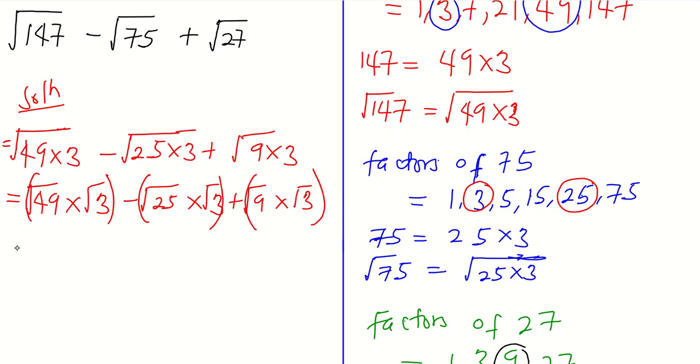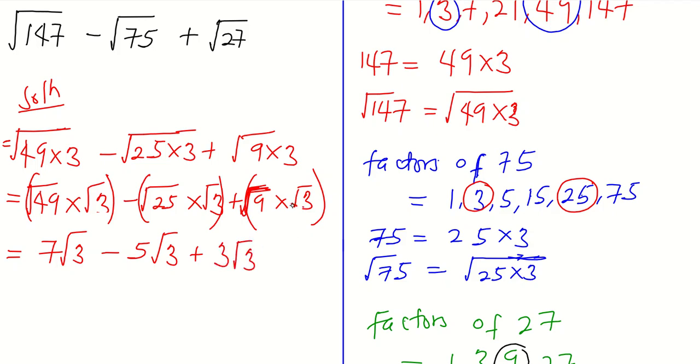Good. So with this, now we know that square root of 49 is 7. So we have 7, and 7 multiplied by square root of 3, you're going to have 7 square root of 3, minus square root of 25 is 5. So 5 square root of 3, plus square root of 9 is known to be 3. So we have here 3 square root of 3.